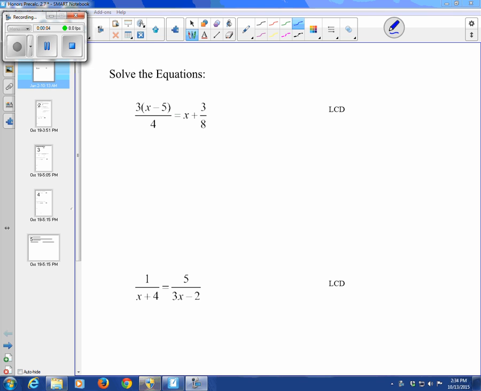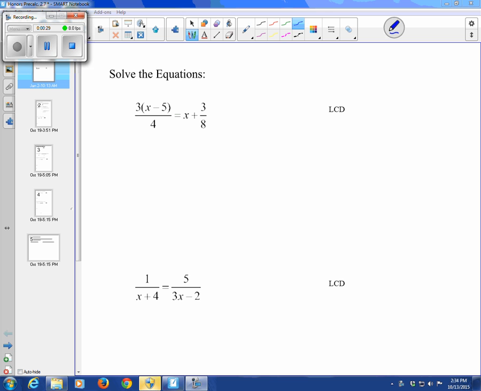All right, guys, so this is our last Flip the Classroom lesson of Chapter 2. In this lesson, we're going to talk about solving rational equations. And for us, rational equations are going to be equations that have terms with polynomials in the denominators. And so we're going to be looking for the x values or the variable values that will make those statements true.